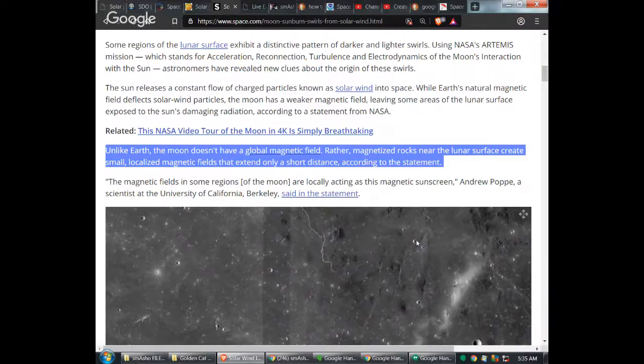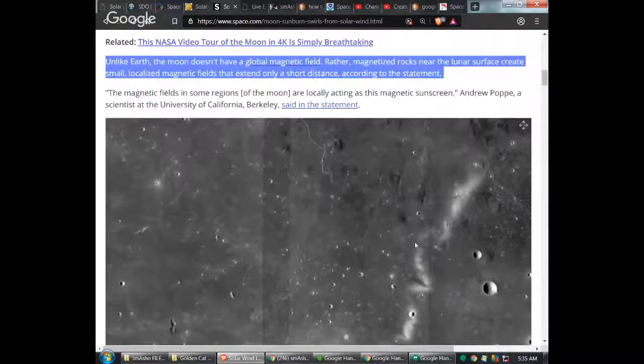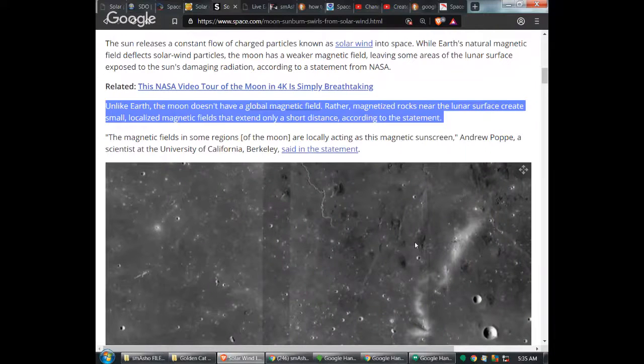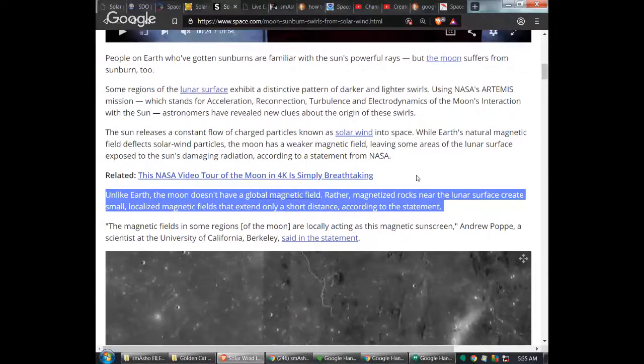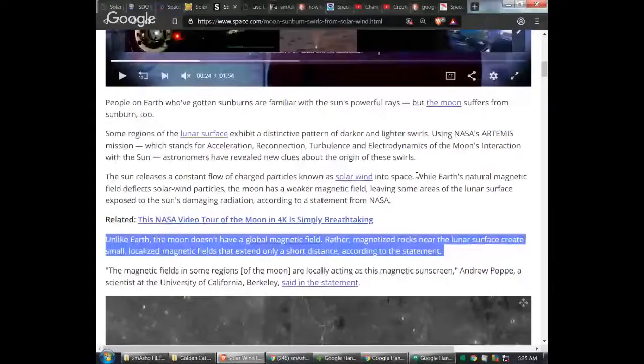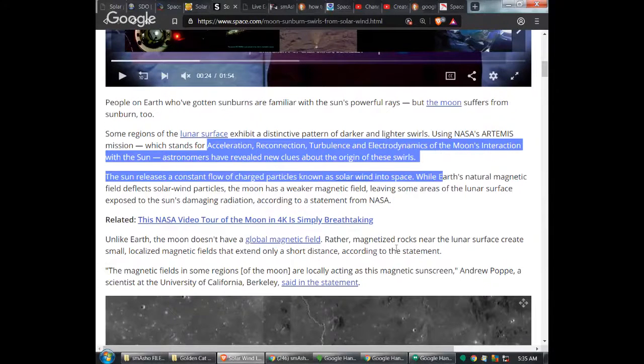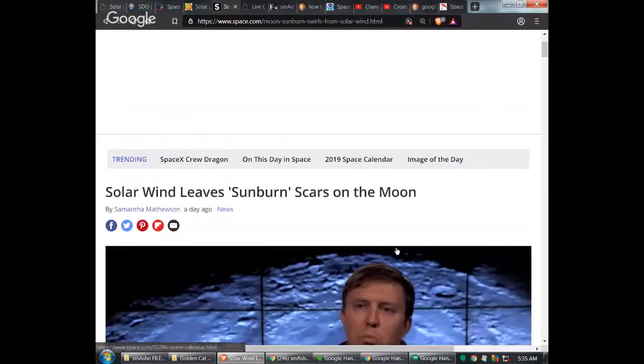The implication is that small magnetized areas of rock near the surface cause localized fields. Now, this is what would happen if the Earth lost its magnetic field. There would still be pockets of magnetism that would remain in place. So, in any case, I like it because they're actually talking about acceleration, reconnection, turbulence, and electrodynamics of the moon's interaction with the sun, which is what's really going on. So check out this great article, space.com.